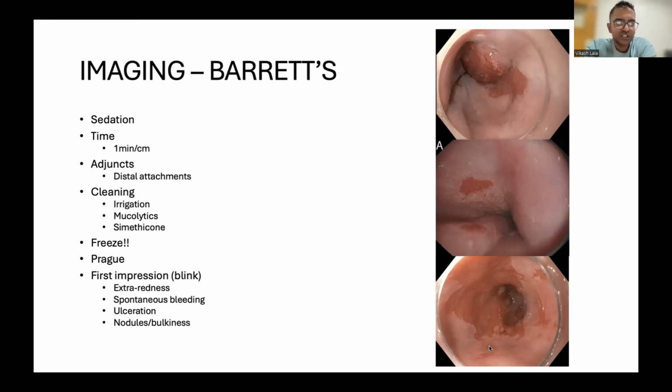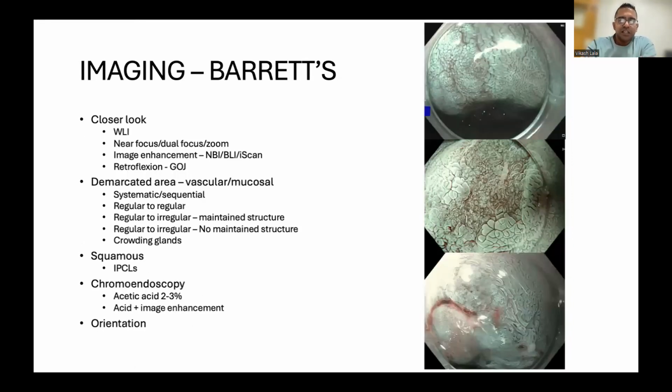With the GIEQs Foundation, we like to refer to this as your first impression or your blink impression. And with Barrett's, there are really a few features that you're looking for. One is extra redness, like in that second picture. If you see areas of spontaneous bleeding or contact bleeding that are very friable, that's always a concern for a dysplastic or malignant area. Of course, ulcerated areas are always of concern. But one of the key features, particularly with Barrett's, that is a harbinger of dysplasia or malignancy is bulkiness or nodules.